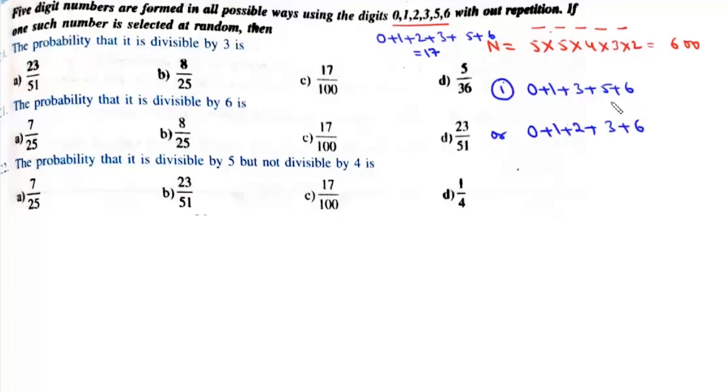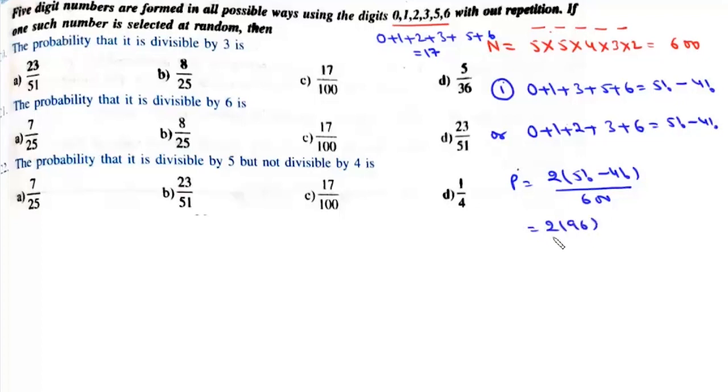Now here, the total number of 5-digit numbers that can be formed is factorial 5 minus all those numbers that start with 0. So it will be factorial 5 minus factorial 4, and here too it will be factorial 5 minus factorial 4. So this required probability is 2 times (factorial 5 minus factorial 4) divided by 600. Now factorial 5 is 120. 120 minus 24 is 96. So it will be 2 into 96 upon 600, which is 8 by 25, and that's your option B.